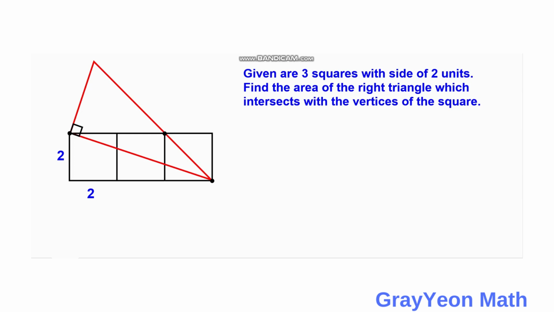Welcome to GrayYeon math. We are given three squares with a side of two units. Find the area of the right triangle which intersects with the vertices of the square.